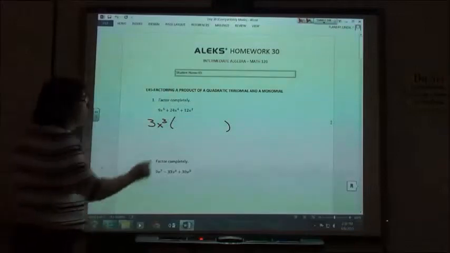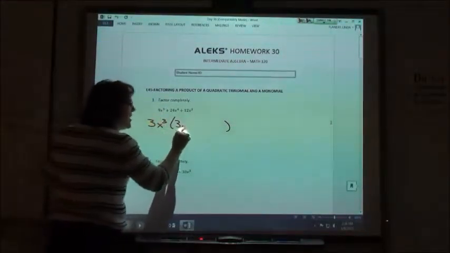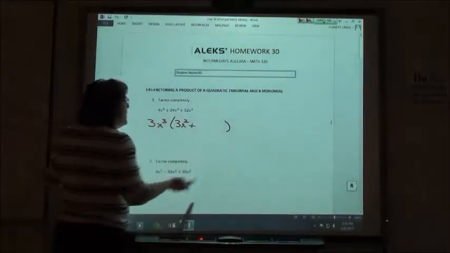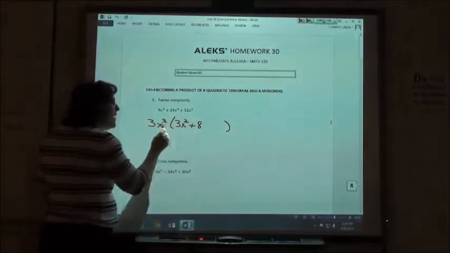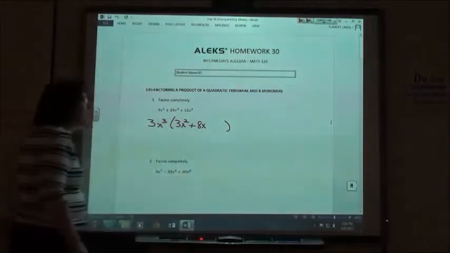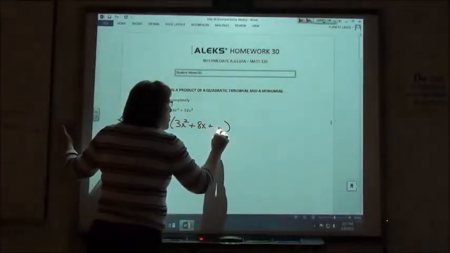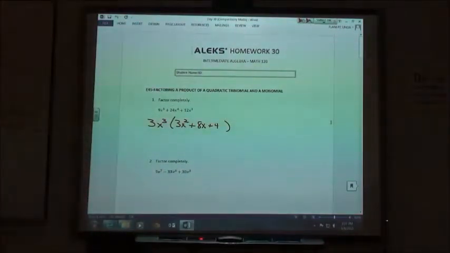9 divided by 3 is 3. I subtract my exponents. 5 minus 3 is 2, so I get 3x squared. Plus 24 divided by 3 is 8. 4 minus 3 gives me 1, so I get 8x. 12 divided by 3 is 4. 3 minus 3 is 0, so I don't have any x's on the end.